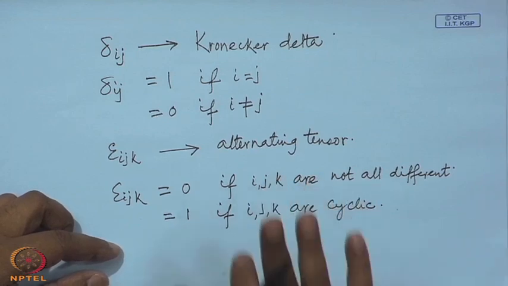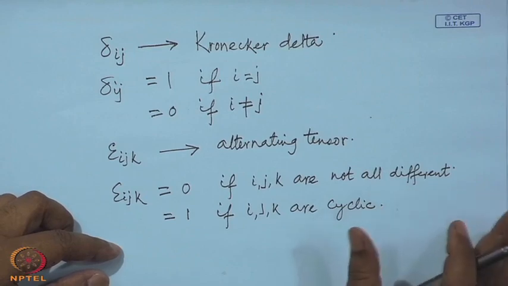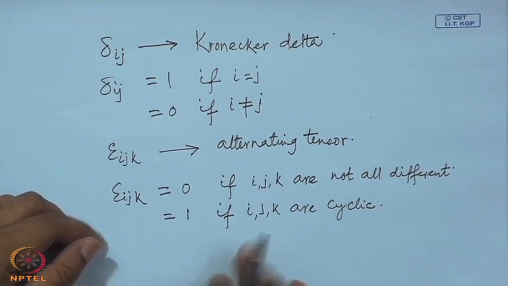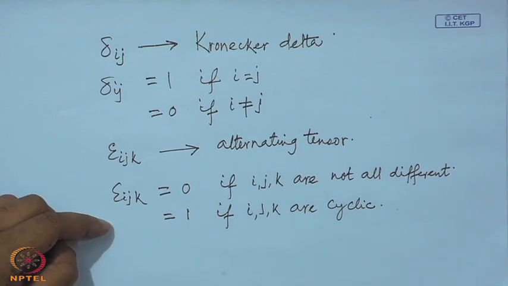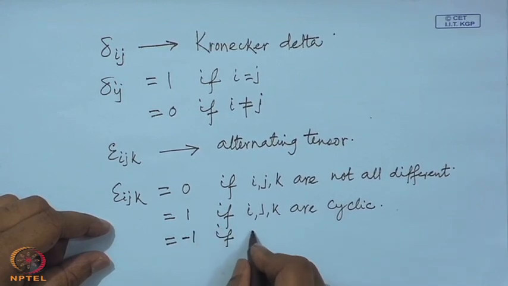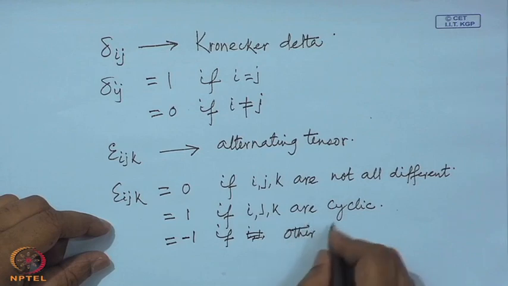When they are different and cyclic, different is already required, because the first condition gives 0 if not different. So, now when they are different, if they are arranged in a cyclic order, it is 1, and if it is not, it is -1. So, you can write: otherwise, if not cyclic.